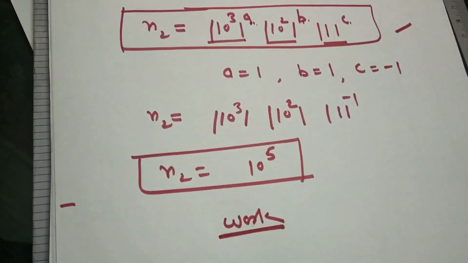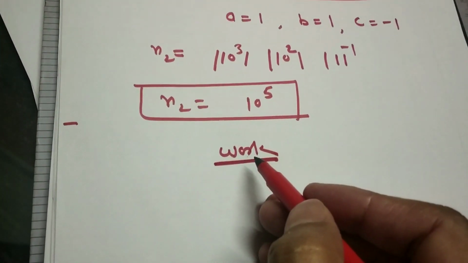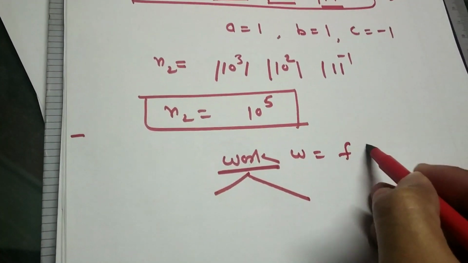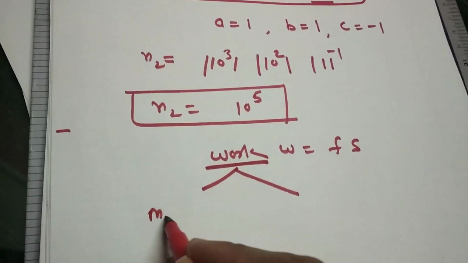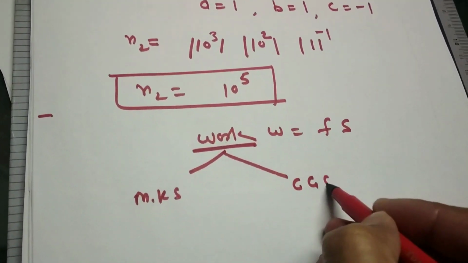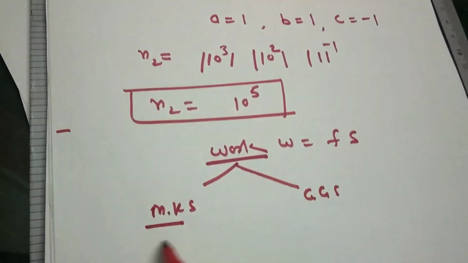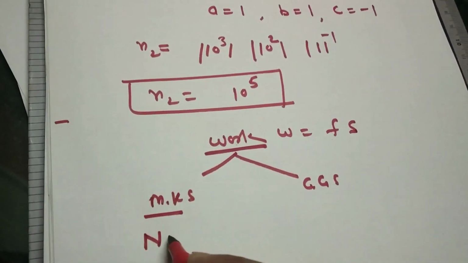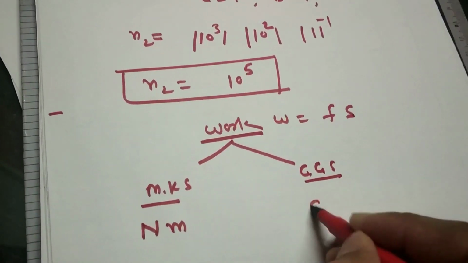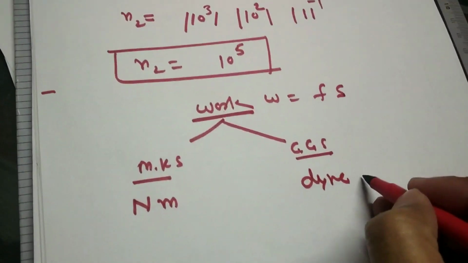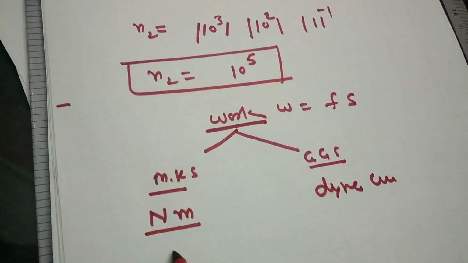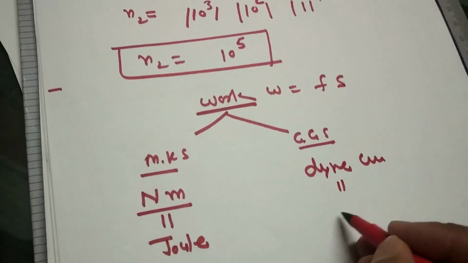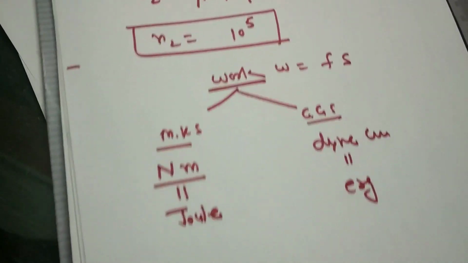This is the homework you have to do. In a simple way, first of all we do work. The formula of work is force into displacement. In MKS, force is Newton and displacement is meter. In CGS, we already know that it is dyne and centimeter. Newton meter is equal to joule, and dyne centimeter is erg.